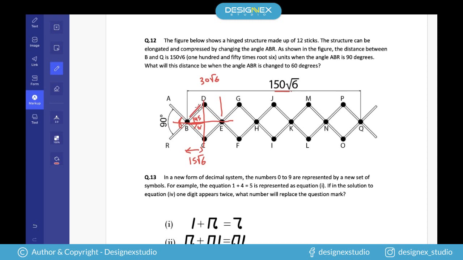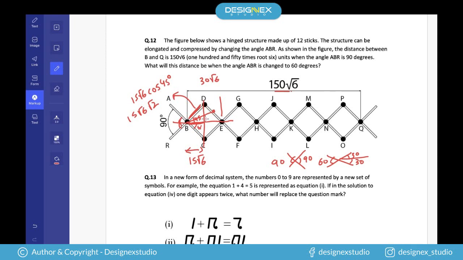So how much will this be? This will be 15 under root 6 into cos 45 degrees, so that is 15 root 6 root 2. Now this has been turned to 60 degrees. This was 90, now has been turned to 60, so it will elongate a bit. So this is 60. Here this will divide into 30 and 30. So this is now 30 degrees.